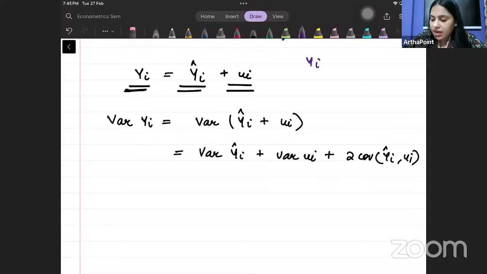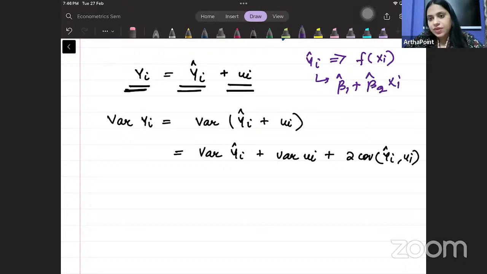Yi hat is nothing but a function of xi. Yi hat was beta 1 hat plus beta 2 hat xi. It was a function of xi's. Xi's are assumed to be fixed in nature. If they are assumed to be fixed, if I take the xi's as given, as fixed, then I can assume that the variance of xi will be 0. Or constant, there will be no change in the variance of xi. It will remain fixed. Xi's are fixed, they are given, they are non-stochastic in nature.